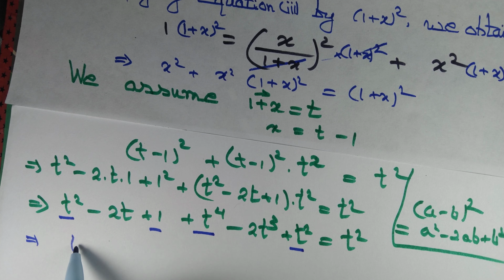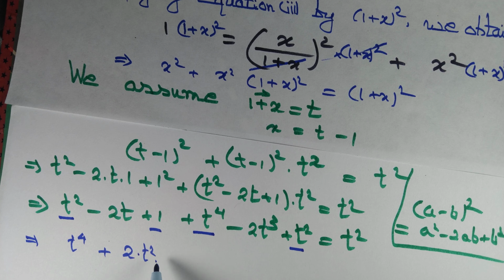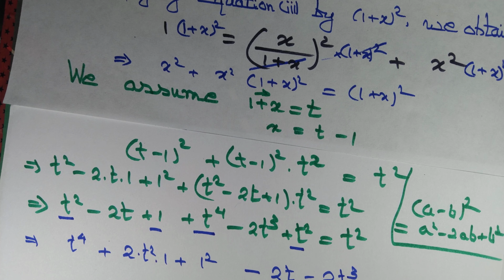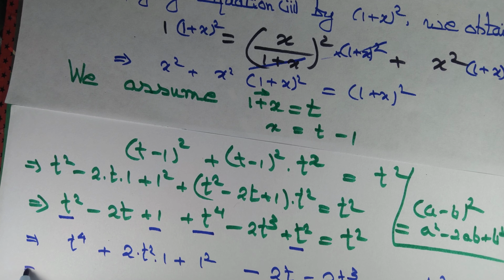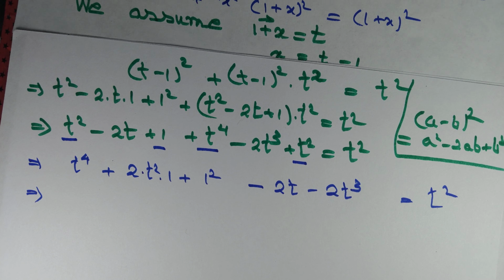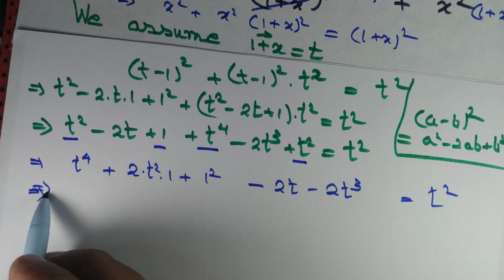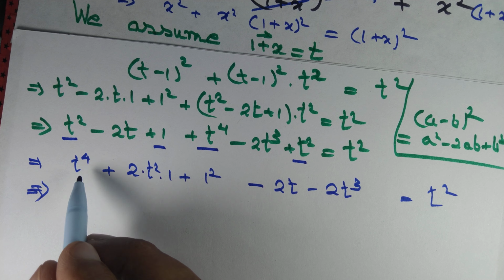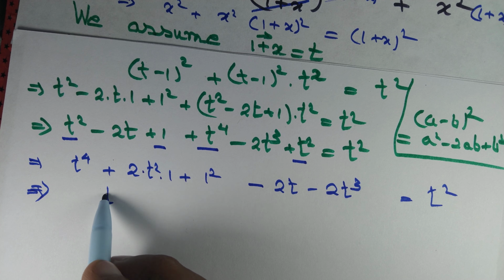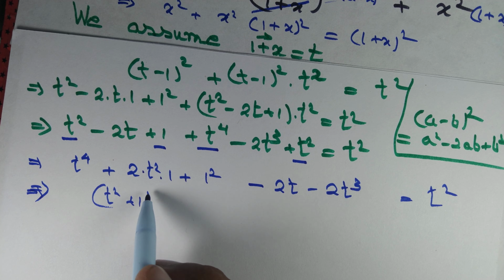That can be written as t to the power 4 plus 2 times t square into 1 plus 1 square. We are left with minus 2t minus 2t cube equal to t square. Okay, that will make our work easier. Let's see how. Now t to the power 4 plus 2 into t square plus 1 into 1 square is simply t square plus 1 whole thing square.